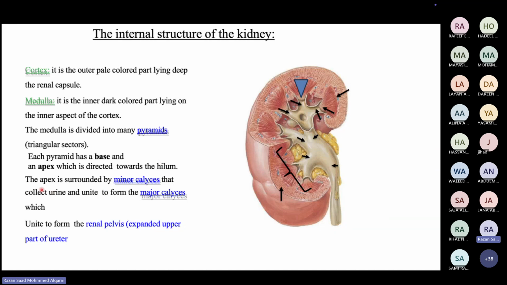So again, if we read it from here, each pyramid has a base, as we said, that is directed to the cortex, and also has an apex, which is directed toward the hilum. Each apex is surrounded by minor calyces, which collect urine and unite together. As you can see, the minor calyces unite together to form the major calyces, which unite again to make the renal pelvis. As we said, it's the expanded upper part of the ureter.